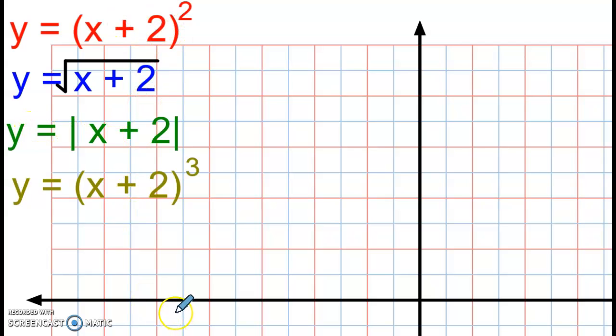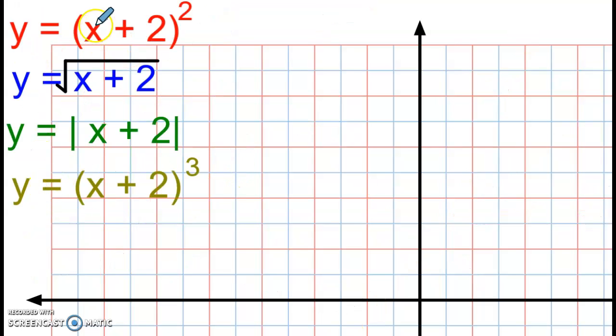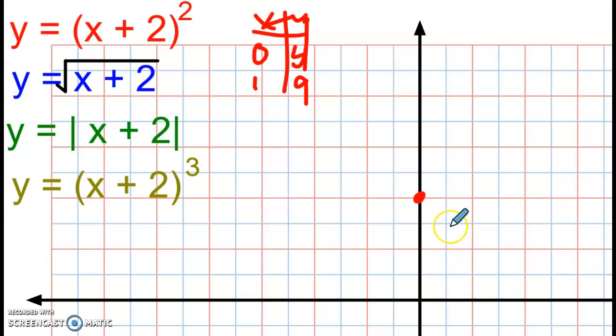Now, let's see how it's different if I add 2 on the inside of the parentheses instead of doing the function to it and then adding 2. Okay, what if I take x plus 2 in parentheses and square it? Well, let me think here. 0 plus 2 is 2. 2 squared is 4. 1 plus 2 is 3. 3 squared is 9.